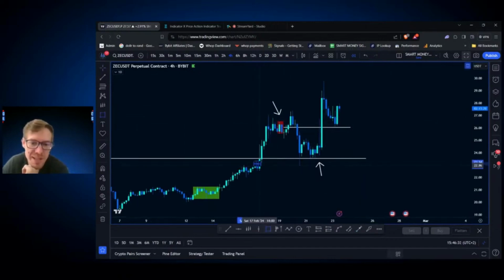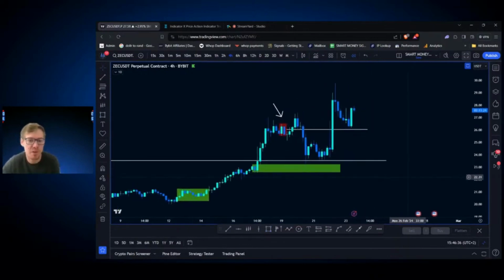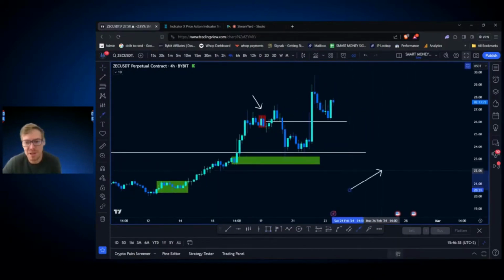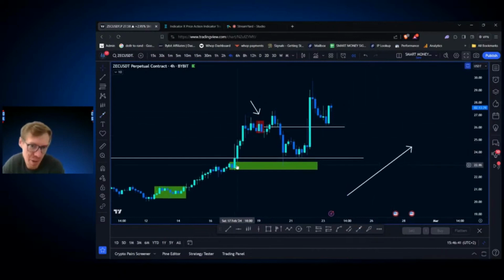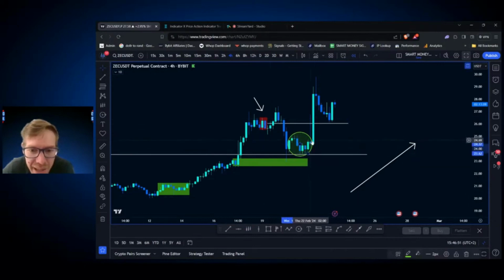We've also got price tapping into a demand zone. So sometimes you want to add multiple confluences. So we would have seen price on an uptrend. It broke above a high time frame value line. It's finding rejection into the high time frame value line. It's tapping into a demand zone, and it's underneath a value line here. So this would have been a long entry.